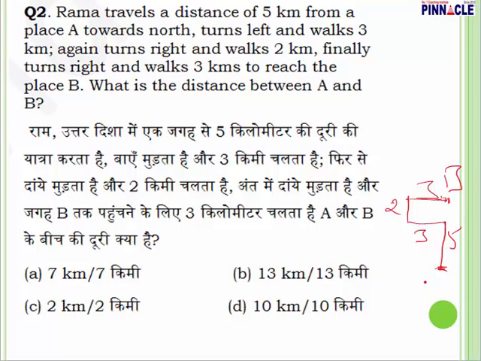This is his place A. What is the distance between A and B? So we have to find out the total distance. This is 5 and 2. Total distance from A to B is 7.